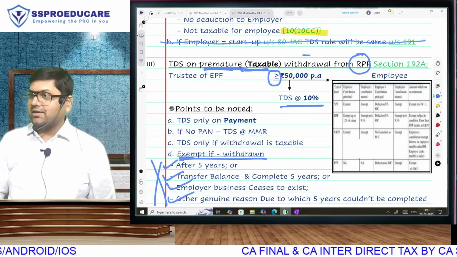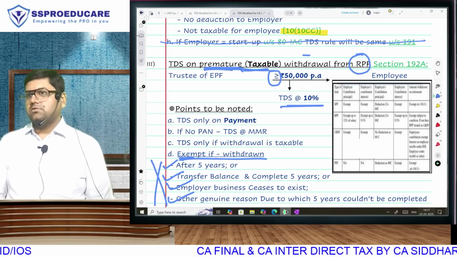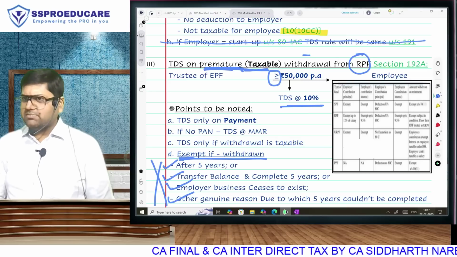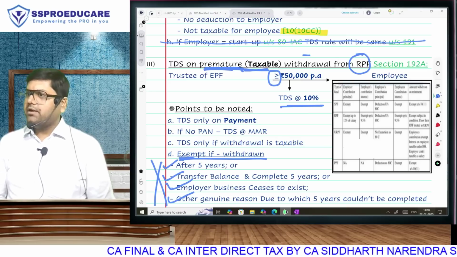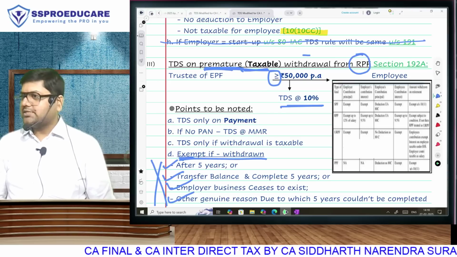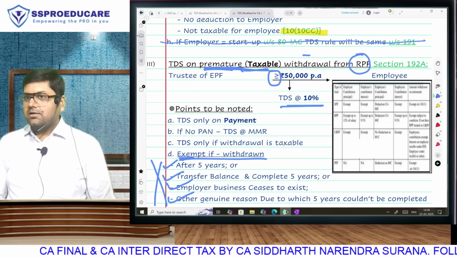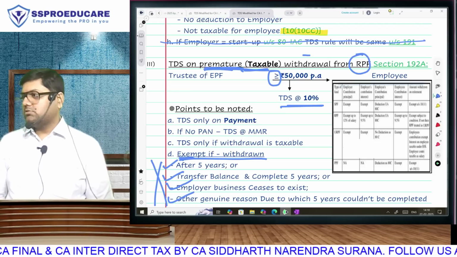You understood that very clear. Question, the amount was given as 60,000 rupees. Taxable? Yes, TDS. Achha, if it was exact 50, still taxable and TDS. So at 60, yes, taxable and TDS. Correct? Now, there were 4 options. Option 1, 6,000.